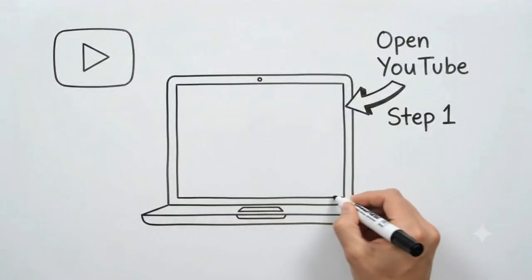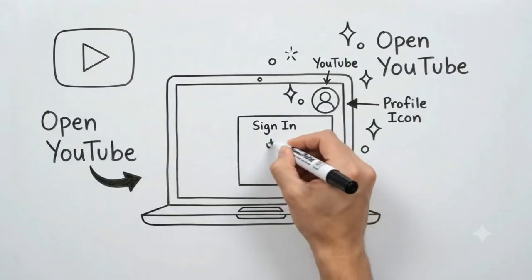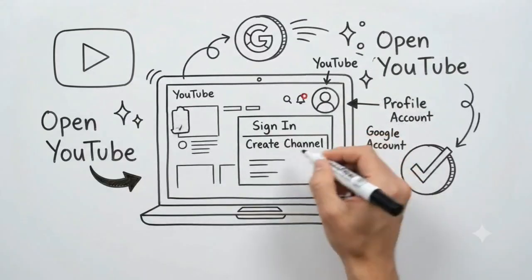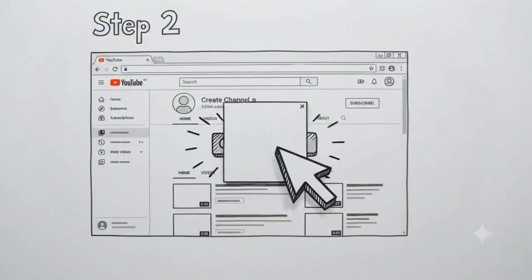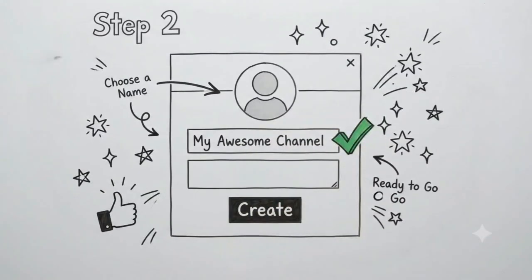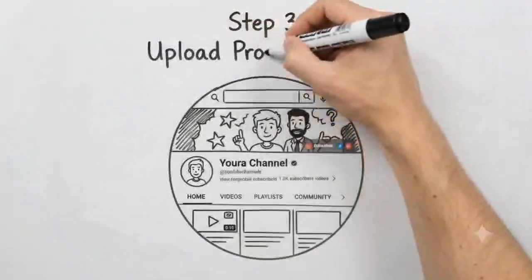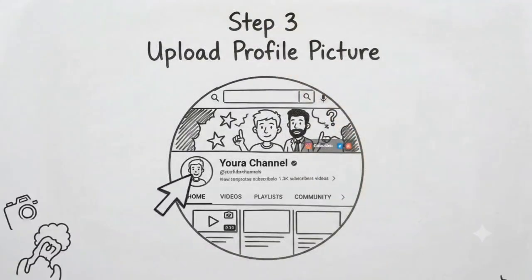First, open YouTube in your browser and sign in using your Google account. Then, click your profile icon in the top right corner. Now click Create Channel. Enter a unique and memorable channel name, then click the Create button to launch your YouTube channel. Upload a profile picture or logo that represents your brand.